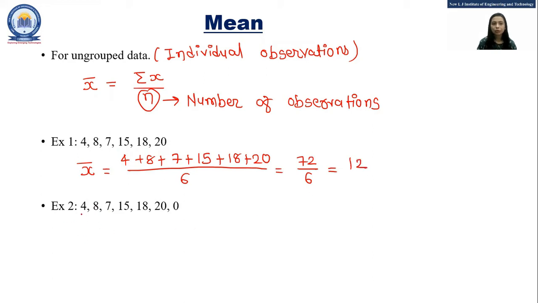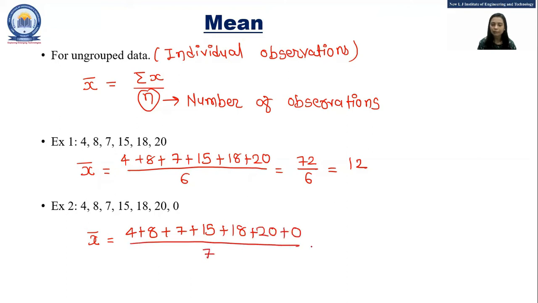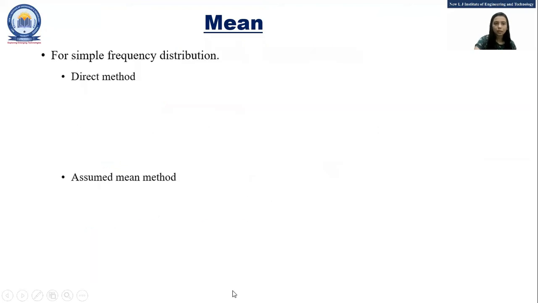Now see, over here the same data is given but the extra observation is 0. To calculate the mean we have to consider that observation. We can't neglect the 0 in the observations. So that equals 4 plus 8 plus 7 plus 15 plus 18 plus 20 plus 0. Now the number of observations is 7, so that equals 72 by 7. That is the mean for this example.